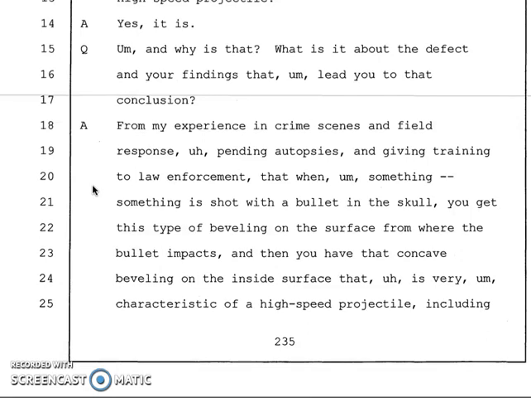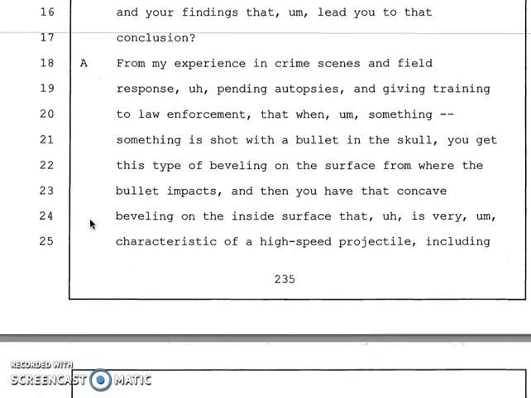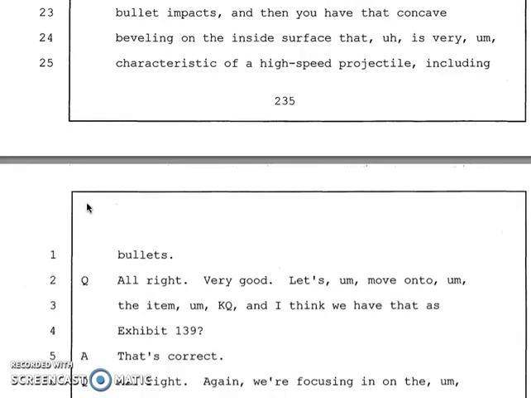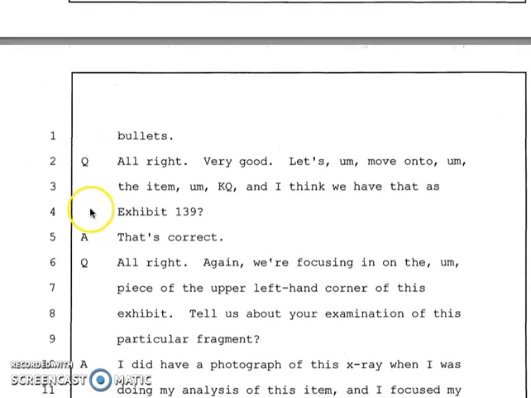From my experience in crime scenes and field response, pending autopsies, and giving training to law enforcement, when something is shot with a bullet in the skull, you get this type of beveling on the surface from where the bullet impacts, and then you have that concave beveling on the inside surface that is very characteristic of a high-speed projectile, including bullets. All right, very good.